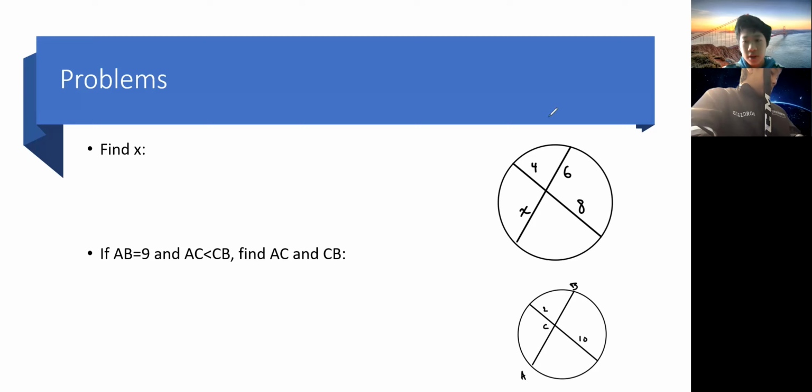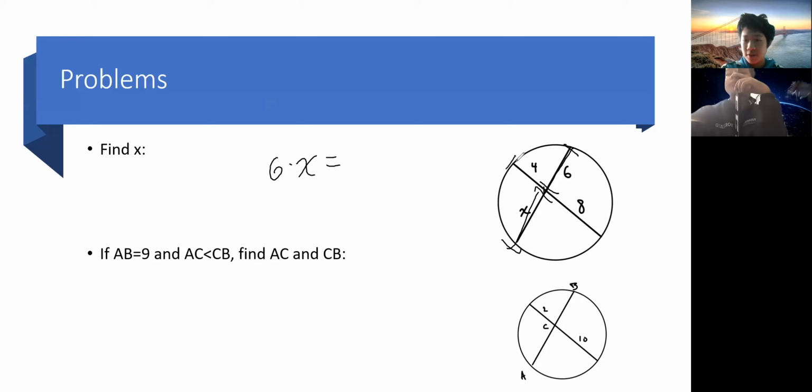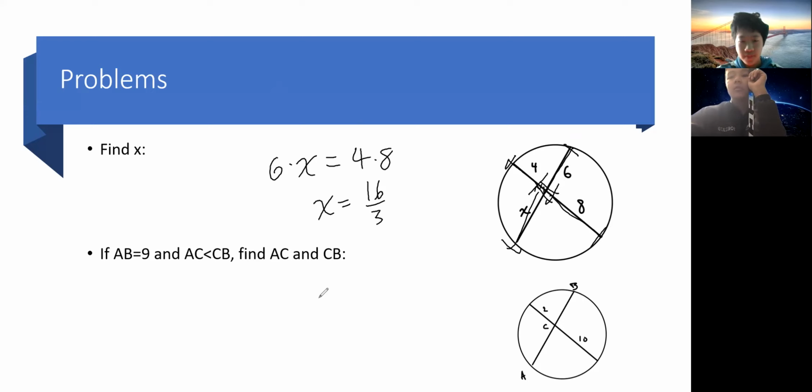Okay, so the first one we're going to do, we're going to use the chord formula. These two chords are intersecting. The first chord has been cut into 6 and x, so we got 6 times x. This has to equal the two parts of the second chord multiplied by each other, so 4 times 8. You will get x equals 16 over 3. Solve that equation.